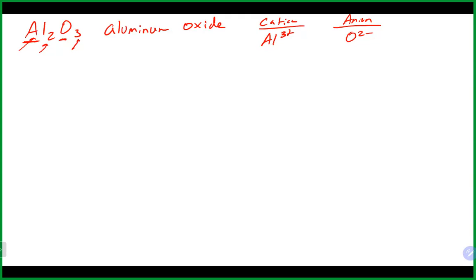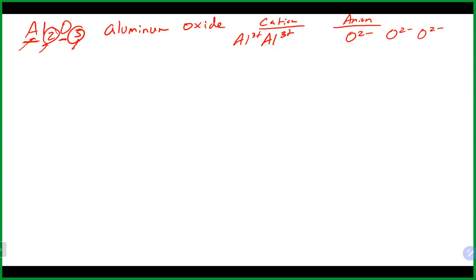So the common number between 3 and 2 is 6. You just get that by multiplying them together. 3 times 2 is 6. So to get the oxygen to 6, you actually need 3 of them, which is why that 3 is there. And to get the aluminum to 6, you actually just need 2 of them, which is why there are 2 of them. But it has no effect on the actual name when you name it. Any questions on that type 1 type of thing?